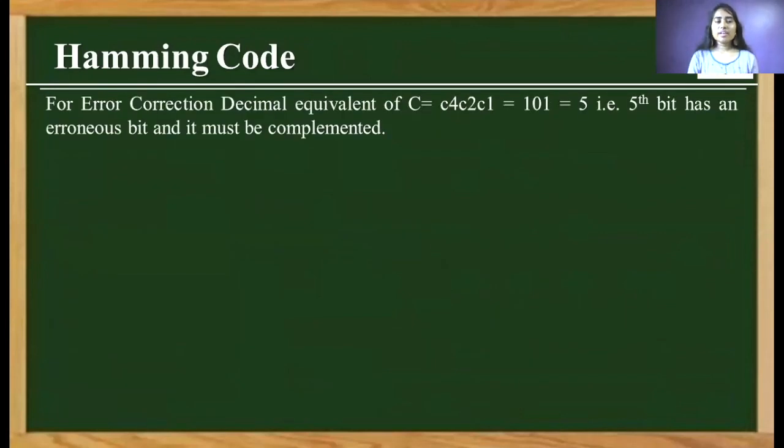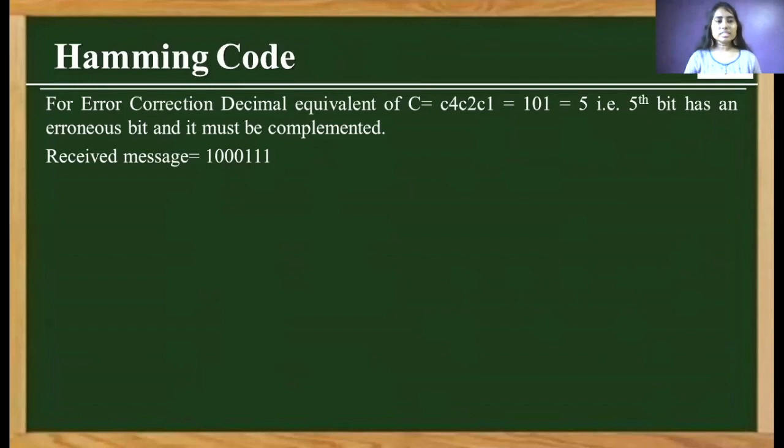For error correction we have to consider the decimal equivalent of this check bit C. C is equal to C4, C2, C1. C4 is equal to 1, C2 is equal to 0, C1 is equal to 1. Now this 1, 0, 1 is equivalent to decimal 5. That means the fifth bit is the erroneous bit and it must be complemented.